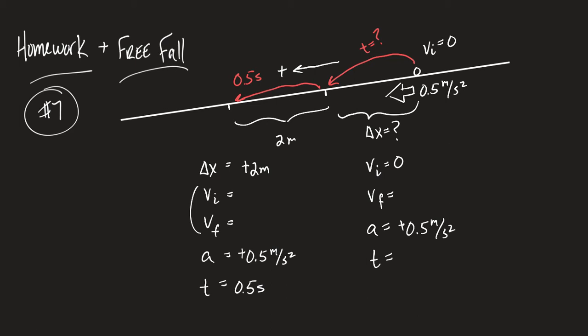Now that's only 2 pieces of information, which isn't very much. I need 3. And I have 3 pieces here. Can anybody see a pathway that might solve this problem? Yes, sir? We solve for the initial velocity or the final velocity of the first one, and you can put that into the second one. So if I solved for this, I could use that here.